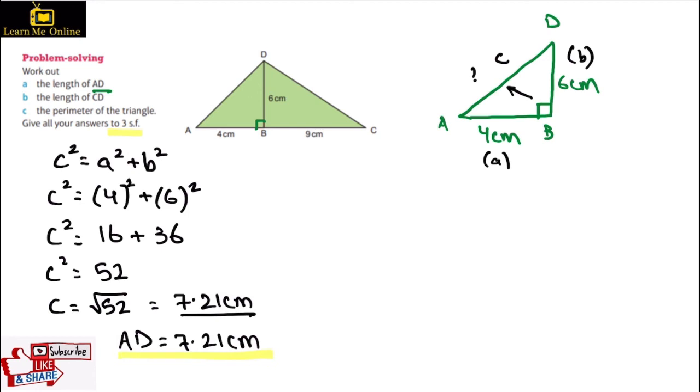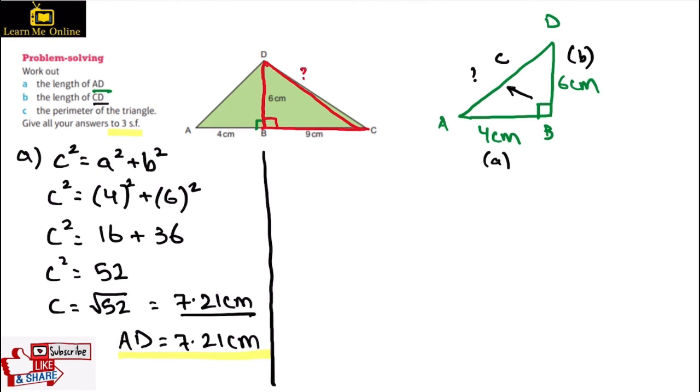Okay, this is part A. Now we're going to do part B. For part B, we are looking for the length of CT. Now CT is this length basically, and now I'm considering this right angle triangle. We know that the angle in a straight line is 90 degrees. So if this is 90 degrees, the other side would be 90 degrees as well.